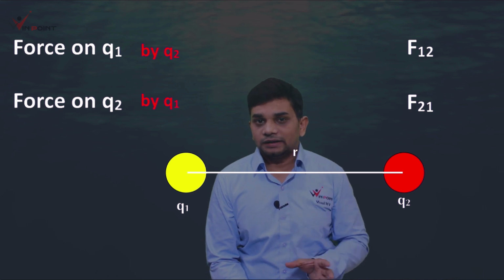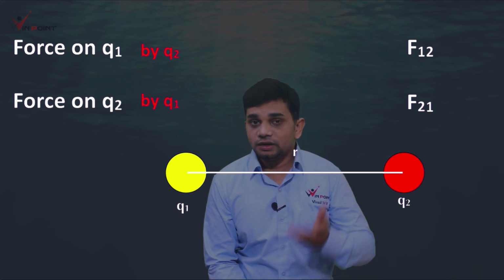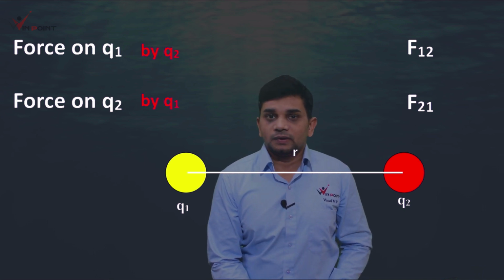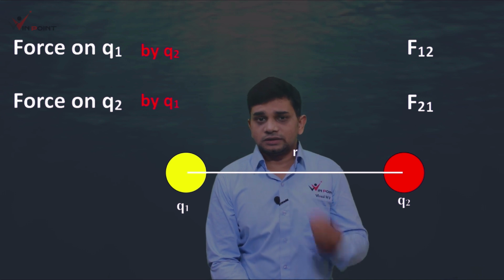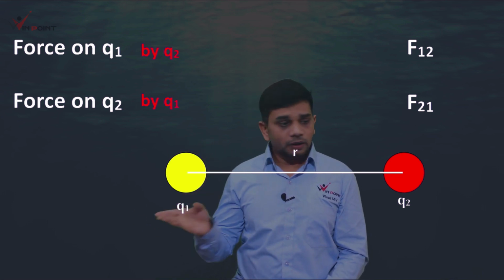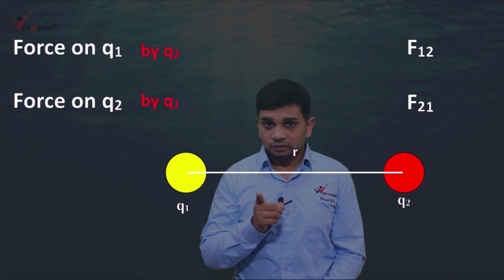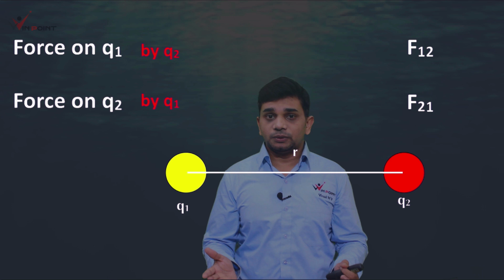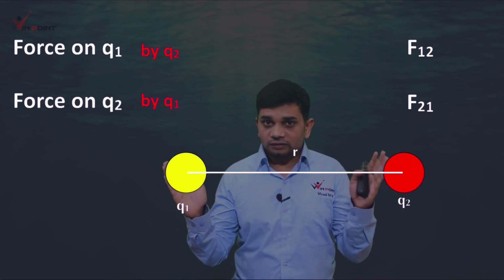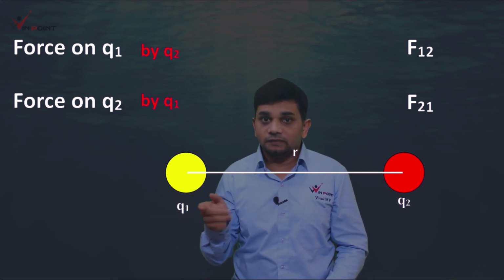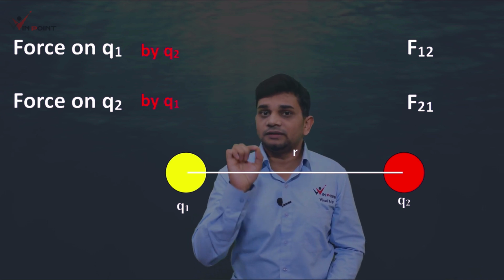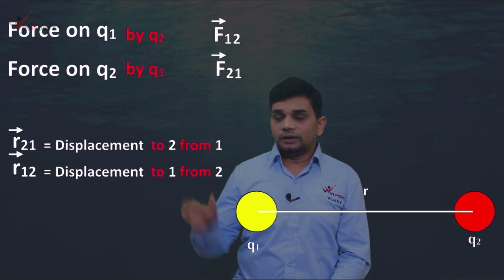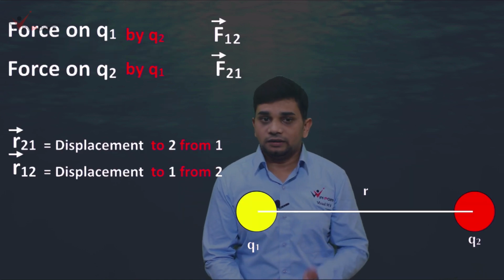These are the quantities which we need to learn. We need to learn how to write these values, then it will be very easy. If we are considering displacement from q1 to q2, the displacement is r. From q2 to q1, the displacement is r. We are not going to find the magnitude here. The magnitude of this displacement is r because the distance is the same and we know the distance.